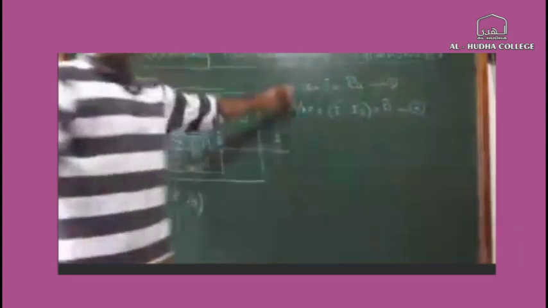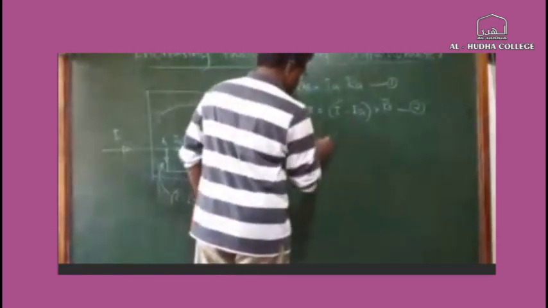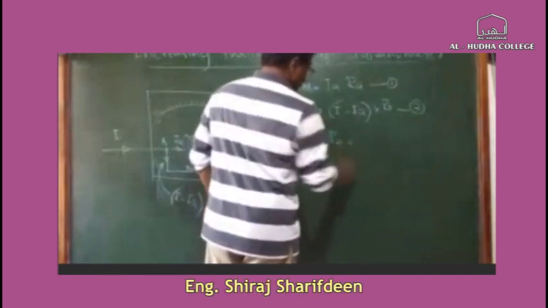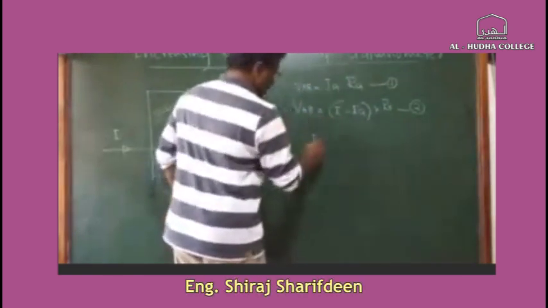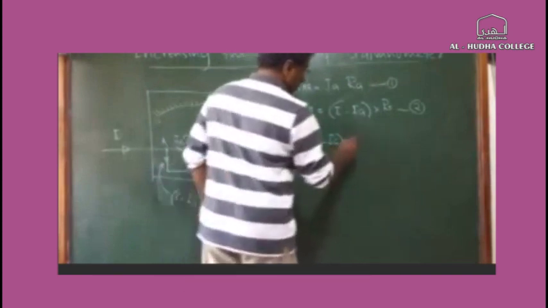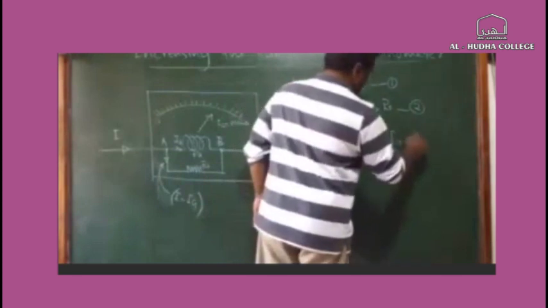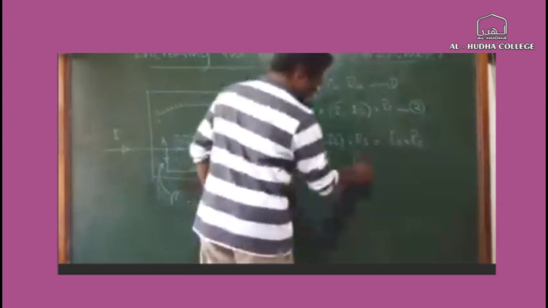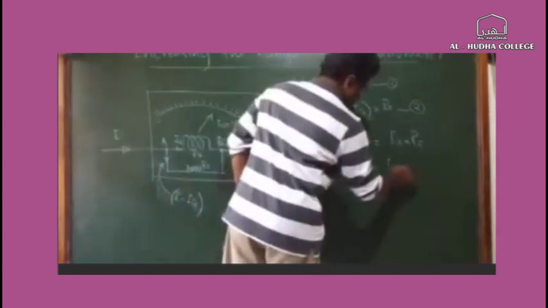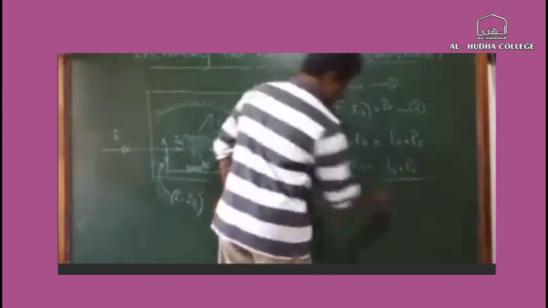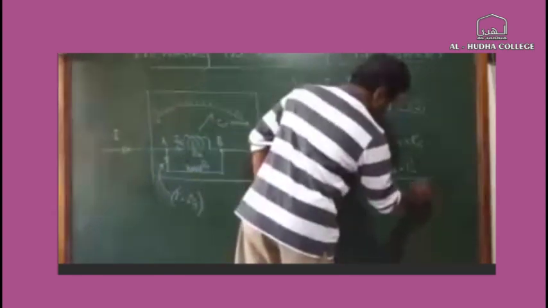Now we know that the voltages are the same, so we can equate Ig into Rg, the other way around, (I minus Ig) into Rs equals Ig into Rg. Therefore, Rs equals Ig into Rg divided by (I minus Ig). This is the method to calculate the shunt resistor.